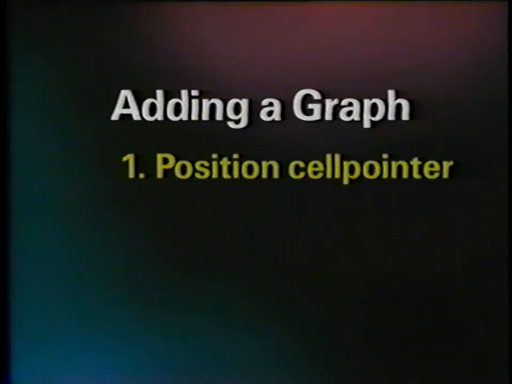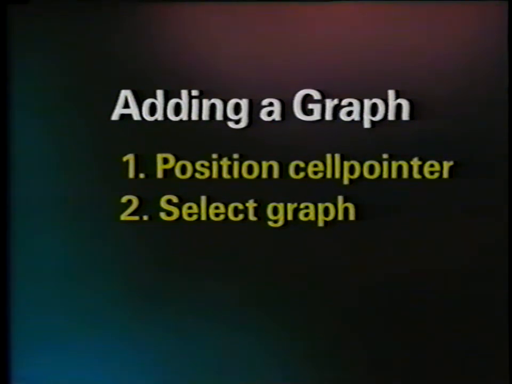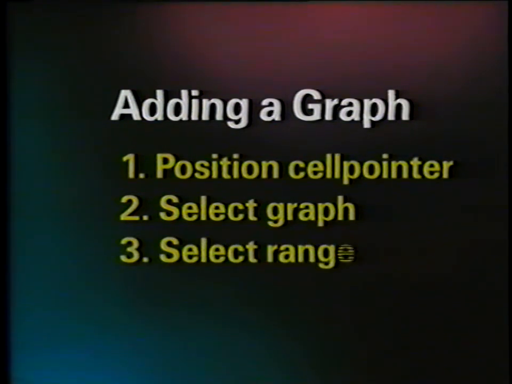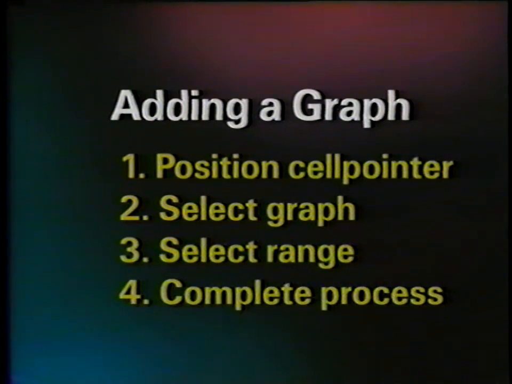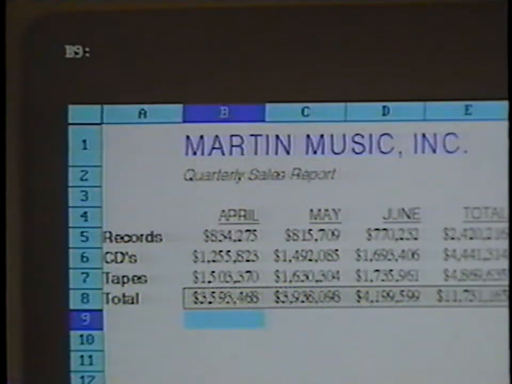First, position the cell pointer where you want the graph to go. Second, select the graph you want. Third, select the range for the graph. And fourth, complete the process. We'll begin by positioning the cell pointer where we want the graph to go, below the spreadsheet information.